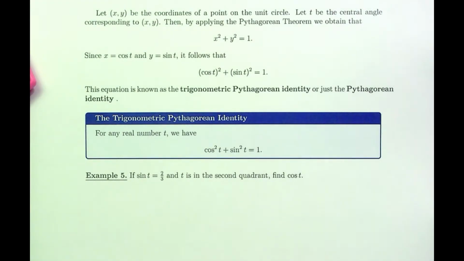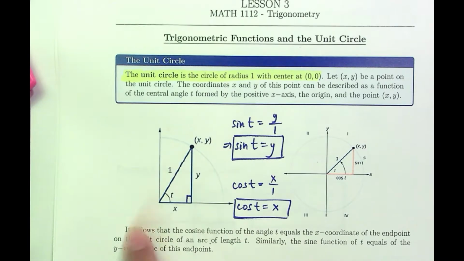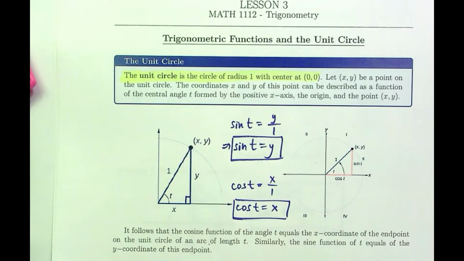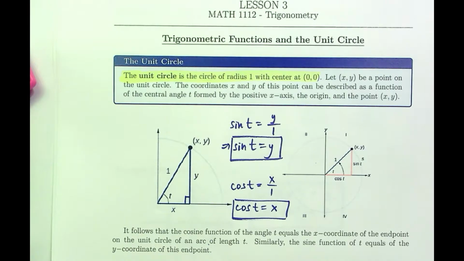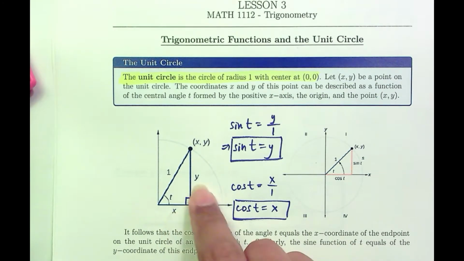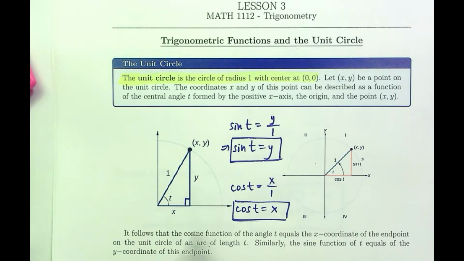Here's another interesting thing that can be deduced from the relationship between angles and points in the unit circle. Suppose you have a central angle like that, drawn on the plane, and you consider the corresponding point in the unit circle. Applying the Pythagorean theorem to this triangle, what do you get? You would get that x squared plus y squared equals 1.